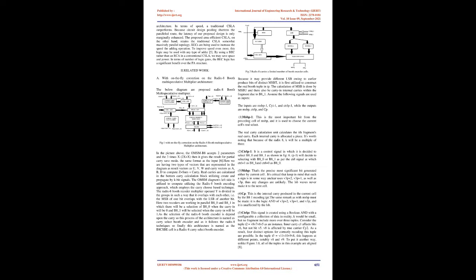To improve speed even more, this logic may be used with any type of adder. By using a BEC rather than an RCA in a conventional CSLA, we may save space and power. In terms of number of logic gates, the BEC logic has a significant benefit over the FA structure.